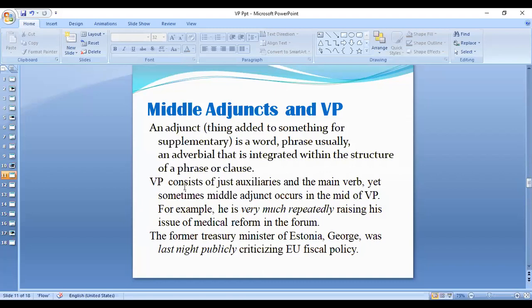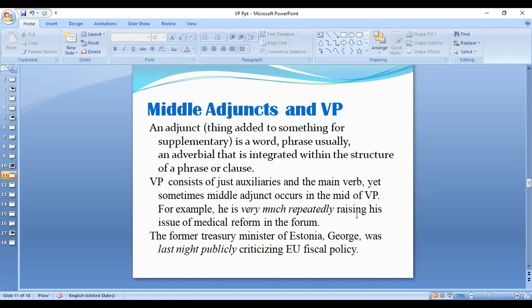The verb phrase consists of just auxiliaries and the main verb. The traditional concept is that the verb phrase only refers to auxiliary verbs and main verbs. Sometimes a middle adjunct occurs in the middle of the verb phrase. For example, he is very much repeatedly raising his issues of medical reform in the forum.